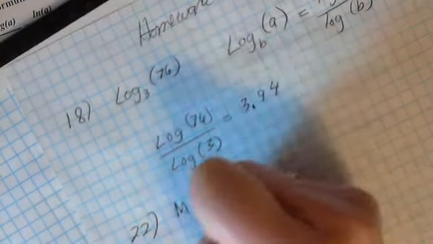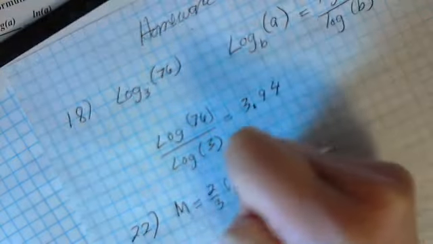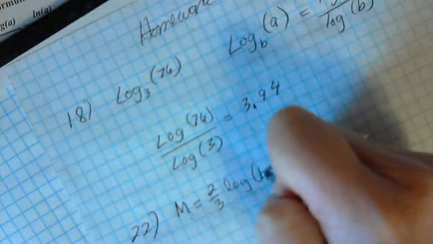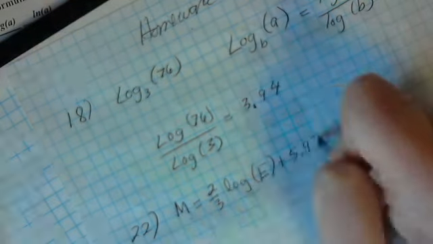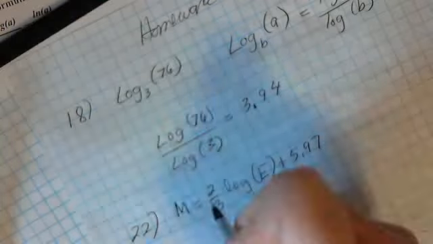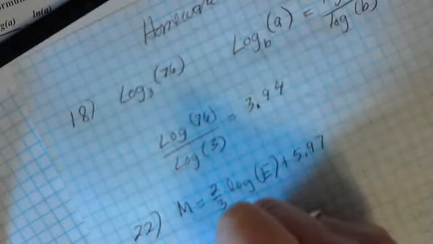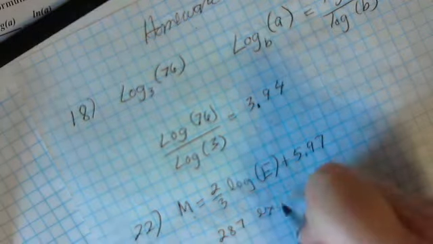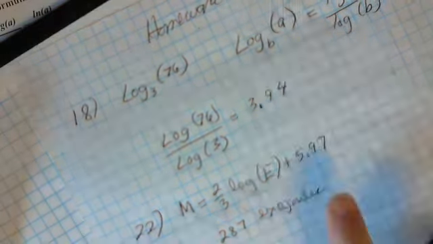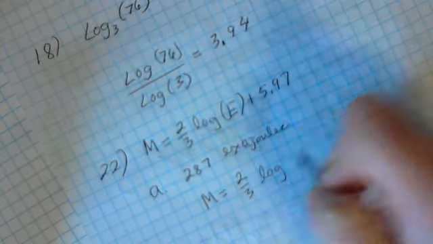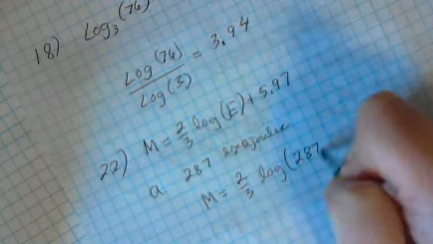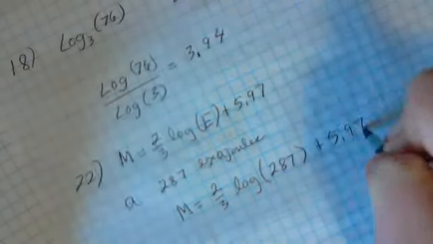So let's write down the formula. M equals 2/3 times the log of E, and remember this is log base 10 because it doesn't say, plus 5 and 97/100. And the information we're given in letter A is that we're to input 287 exajoules and to calculate the magnitude. This is really easy. You can do all of this on your calculator. So M will be 2/3 times the log of 287, and then we'll add 5 and 97/100.